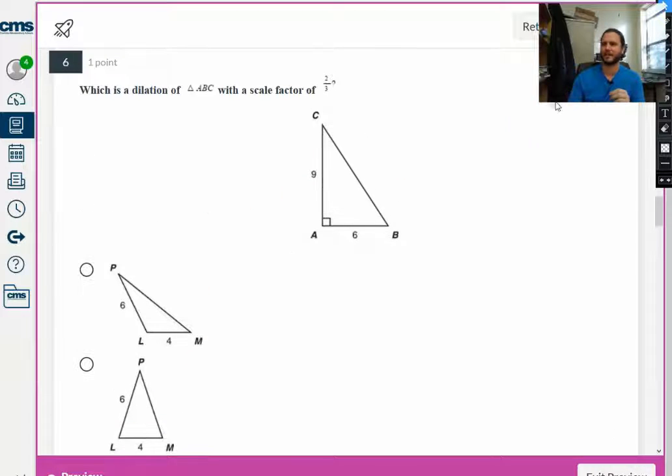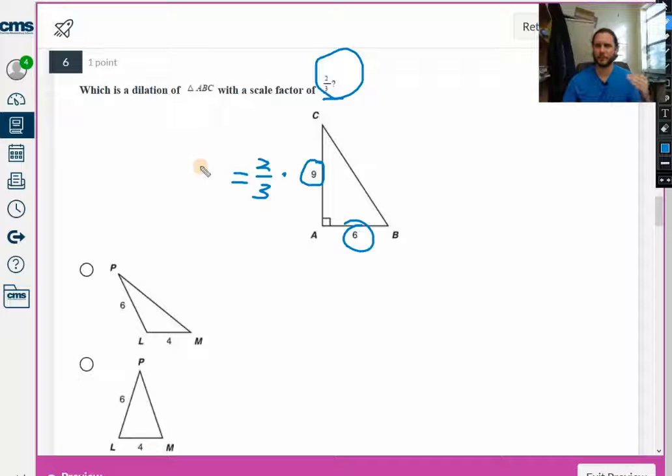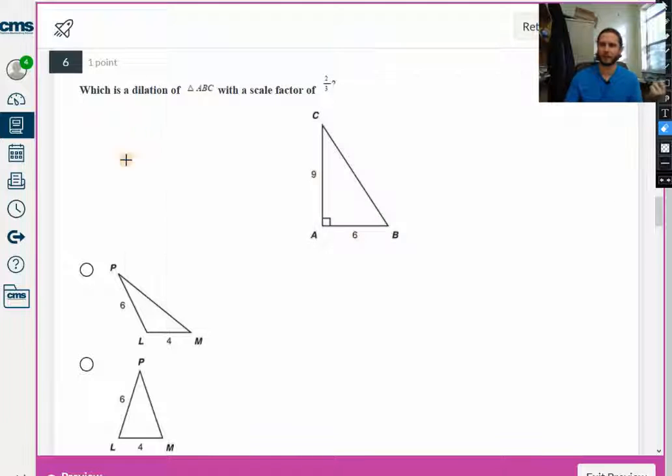We just have to double check the rest of this. So if that's my scale factor, 2/3, I need to do 9 times 2/3 and 6 times 2/3. And assuming I do 9 times 2/3, I will get 6. And assuming I do 6 times 2/3, I should get 4. So my new triangle, whatever it is, should have a base of 4 and a height of 6. Or if they also rotated the shape, it could have a base of 6 and a height of 4. Bottom line is 6 and 4 is what we are looking for. So check the answer choices.